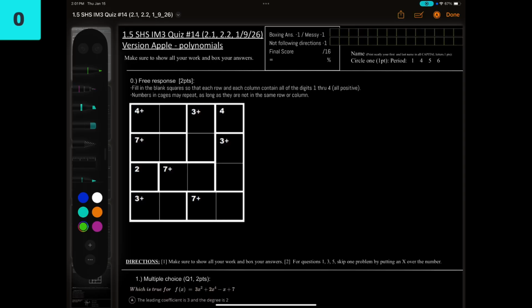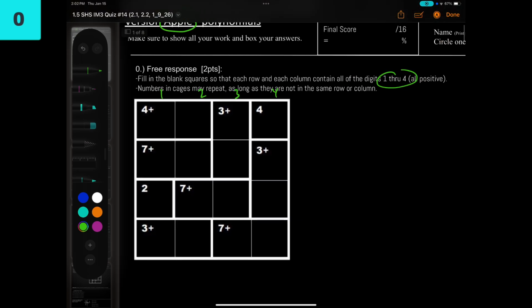Hey guys, Mr. Ing going over version Apple. Now we have a 4x4 Ken, so we're only using the numbers 1, 2, 3, 4. The first thing I'm always going to do is look for the freebies, so those without math operations. Those will tell you what numbers you need.